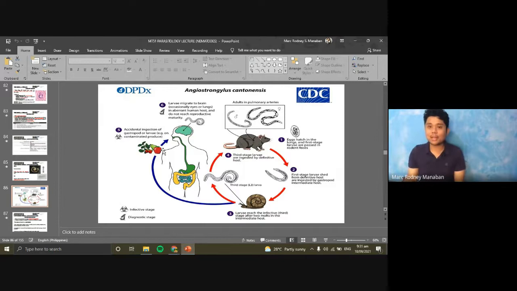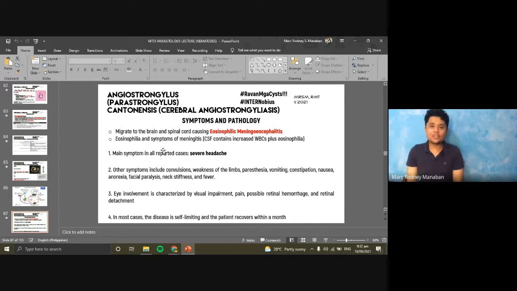And once inside the body, the larva will migrate, especially to the brain, and can involve also the eyes and the lungs, okay? Now, we go to symptoms and pathology. Again, another very important feature and characteristic, eosinophilic meningoencephalitis. So, Angiostrongylus cantonensis, again, causes eosinophilic meningoencephalitis.